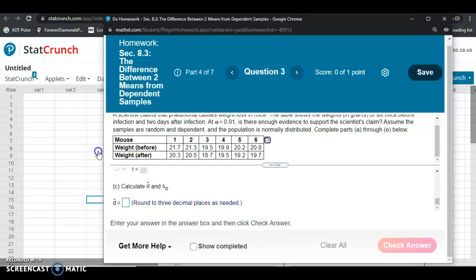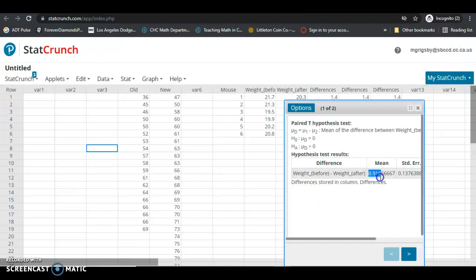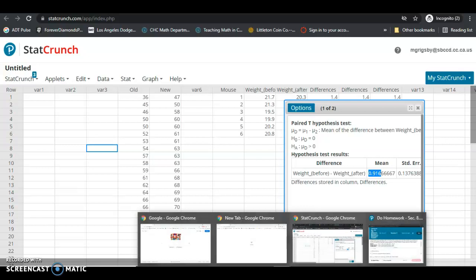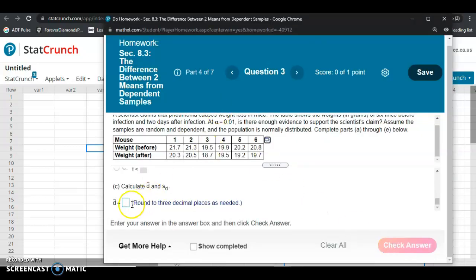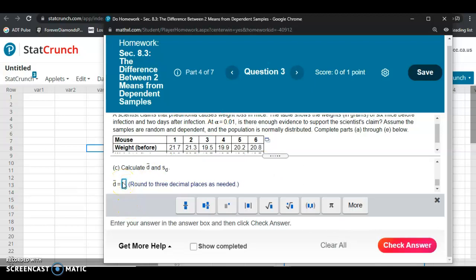We're going to round that to 3 decimal places, so that 6 in the third decimal place will get rounded up to a 7, so 0.917 is the mean of those differences. It's a positive difference, meaning that on average in the sample, it appears that the mice that became infected with pneumonia lost some weight. On average, they lost about 0.917 pounds or 0.917 grams, or however the weights are measured. So 0.917 would be D bar.